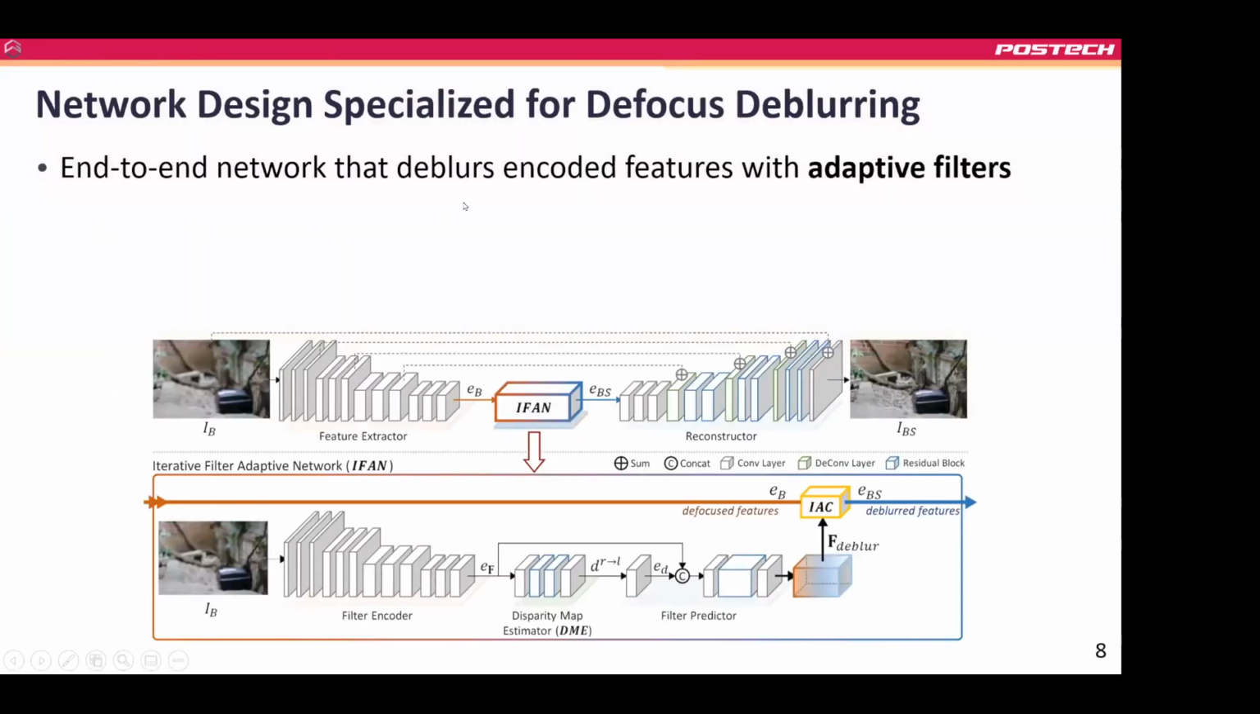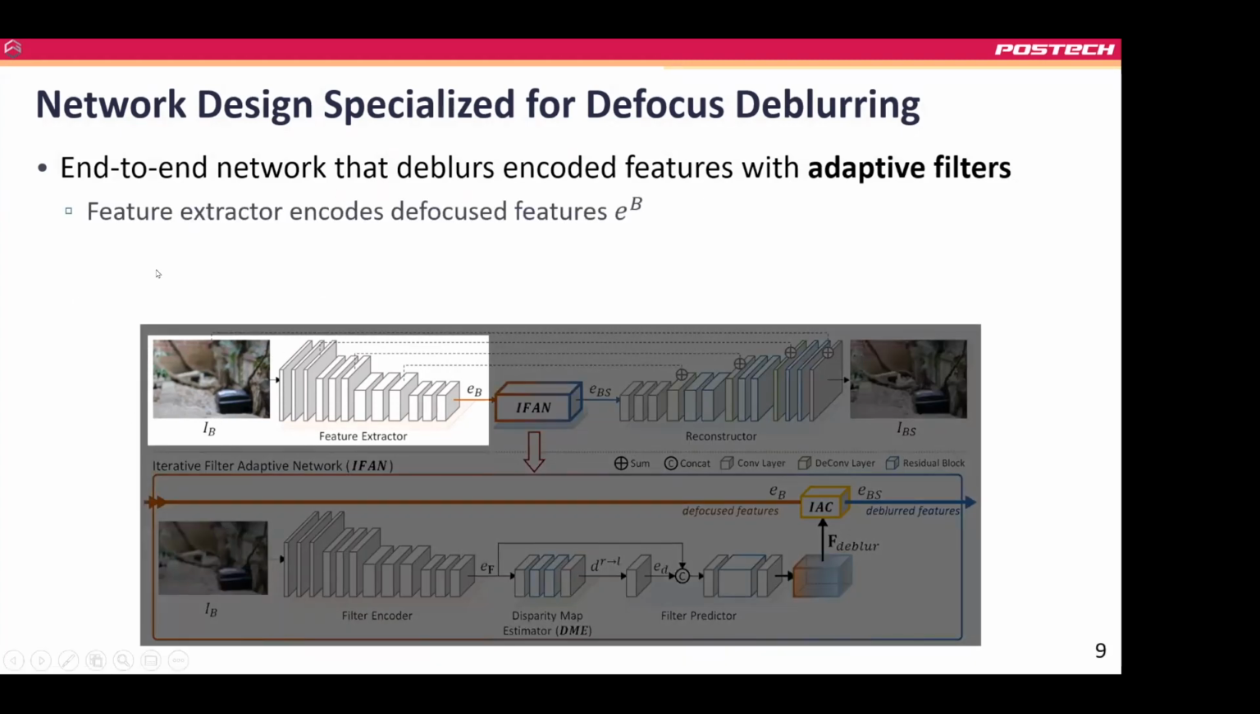Then here, we simply try to design a specific network for defocus deblurring. Our key idea is to estimate an adaptive filter. Adaptive filter means here we have an input image and a feature encoder. Then we want to deblur these features. But instead of directly estimating defocus features from this encoded feature, we predict the filters needed for defocus deblur.